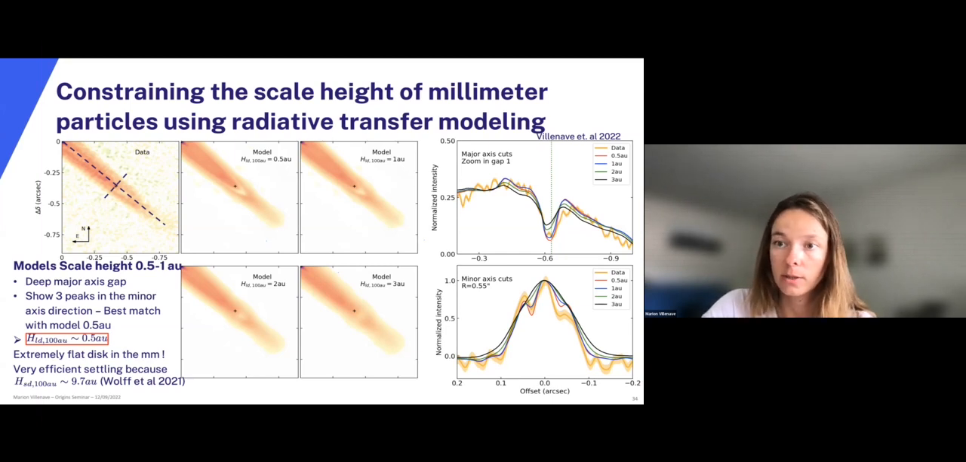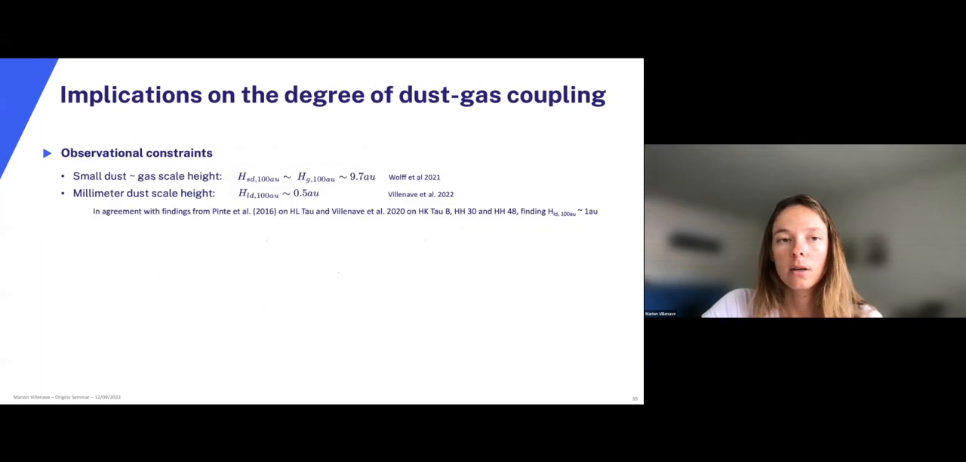This is a bit less than what has been constrained in the other systems. And this is significantly less than the gas scale height, which is 10 AU. So here I showed again, the gas is 10 AU, and the dust is 0.5 AU. And we can use this constraint to determine the implication for the degree of dust and gas coupling.